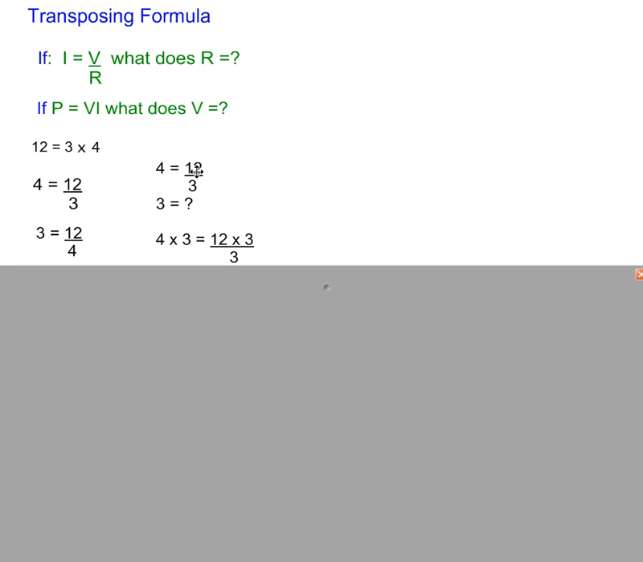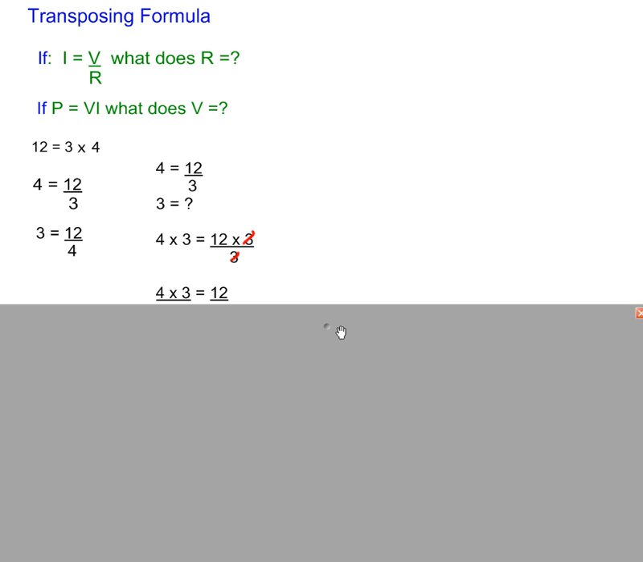What we can do with an equation is, if we do one thing to one side of the equation, we can do the same thing to the other side and the equation stays balanced. So in this case, we're going to multiply both sides of our equation by 3. And we know that 3 over 3 is equal to 1, and 12 times 1 is 12, so those two 3's cancel each other out. And so we're left with 4 times 3 is equal to 12. Now we don't want to know what 4 times 3 is, we want to know what just 3 is.